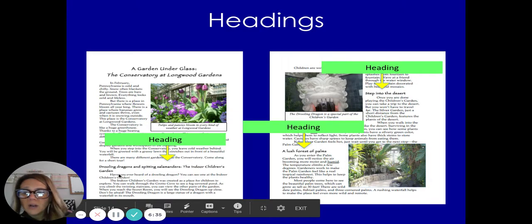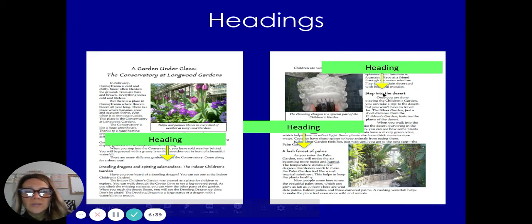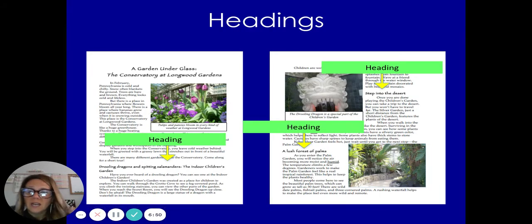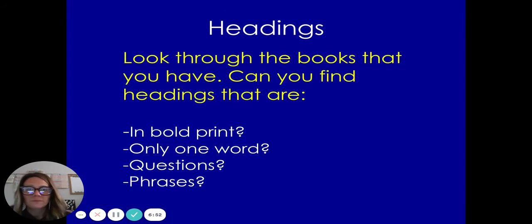So these headings kind of help me know what this paragraph is talking about. Okay, so it kind of summarizes almost the main idea of the paragraph. So what is this paragraph talking about? What is this paragraph talking about? Okay, so headings are found at the top of the paragraphs.